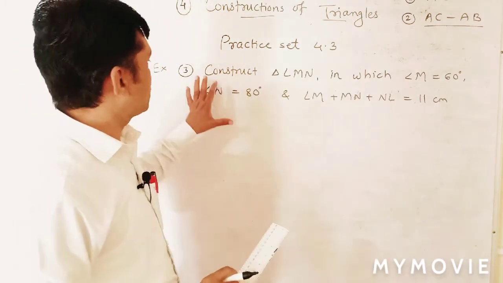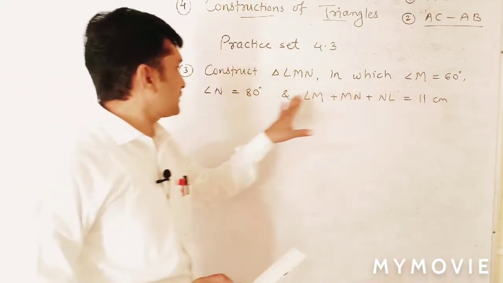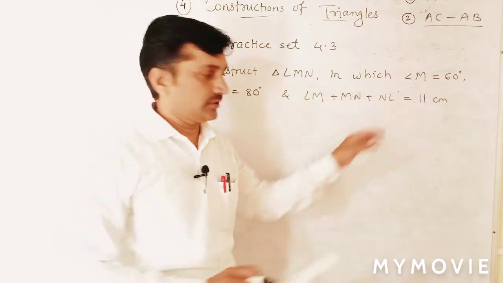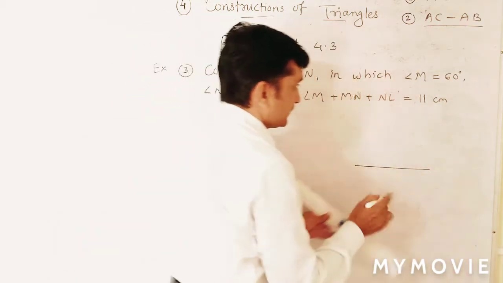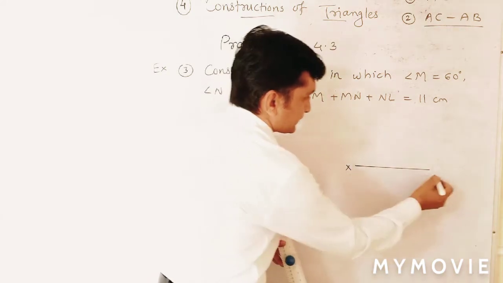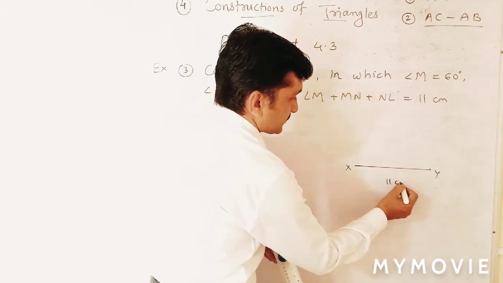Example number 3 is construct triangle LMN, angle M 60, angle N 80, perimeter 11. Therefore in the figure again take base, give here name XY, only LMN don't give, this is 11 centimeter.